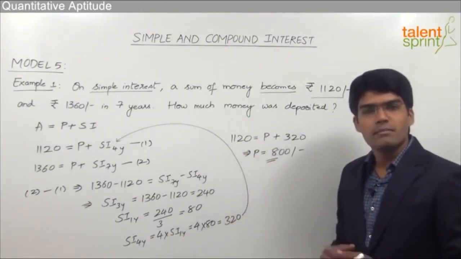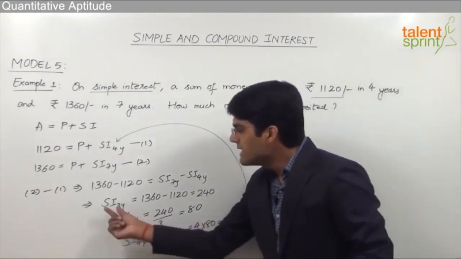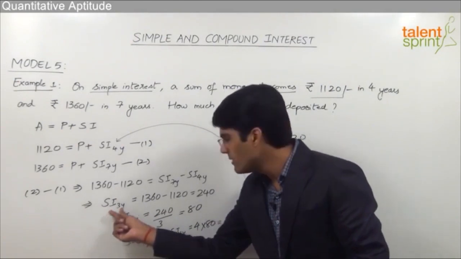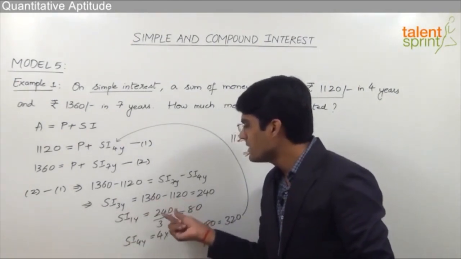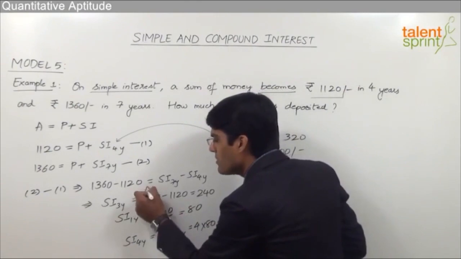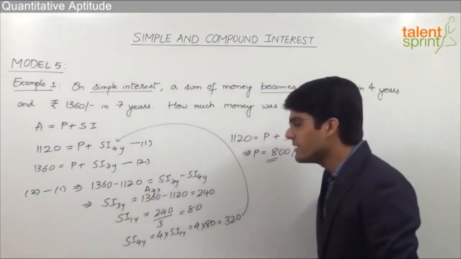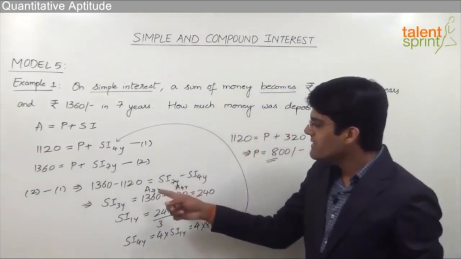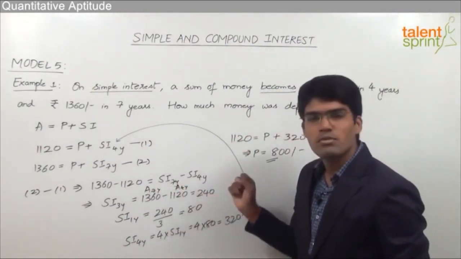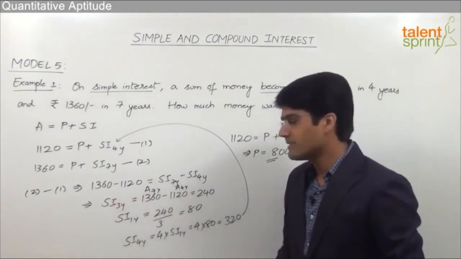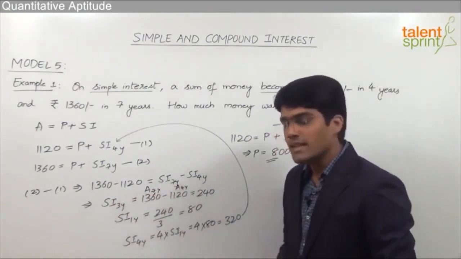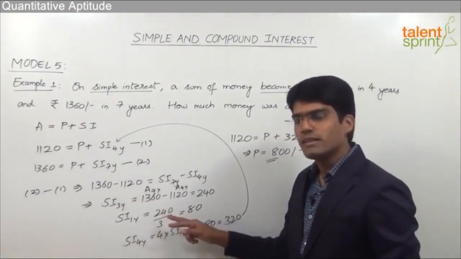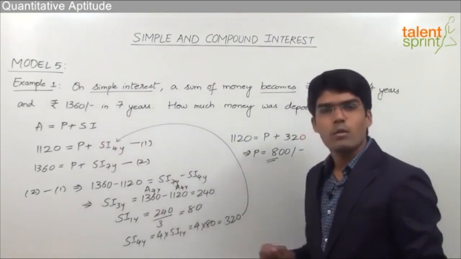In order to avoid the number of steps, one point that we can understand here is interest for 3 years, or strictly speaking simple interest for 3 years, will be equal to 1360 minus 1120. This 1360 is nothing but the total amount in 7 years, and 1120 is the total amount in 4 years. So one point which is very clear is amount of 7 years minus total amount of 4 years is equal to the interest of 3 years. That is nothing but 7 minus 4, 3 years. So if you can remember this point, directly we can start from this step, find out the interest for 1 year and then find it out for 4 years to get the required principal.